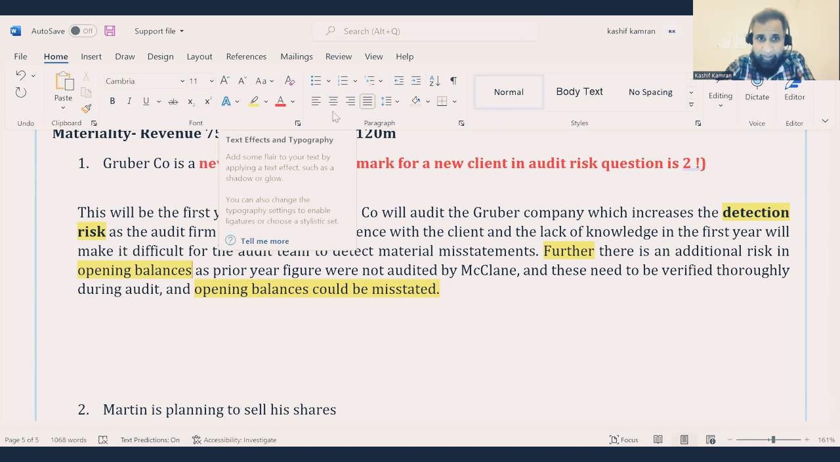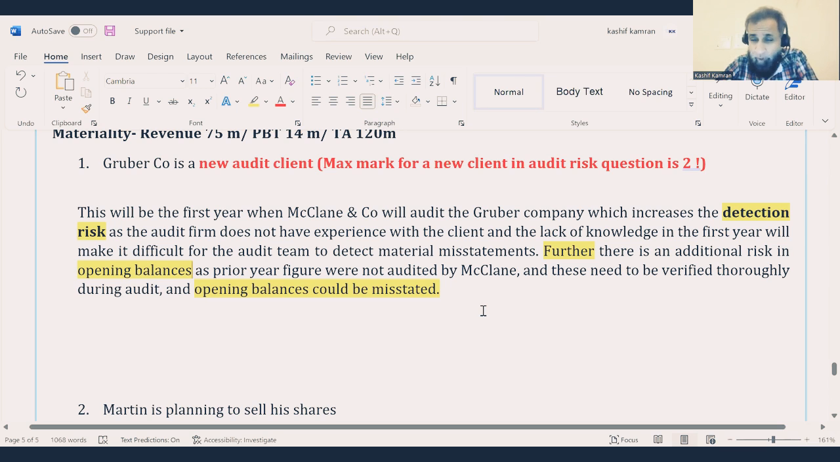I hope you're clear with that. So how many marks did we have? 24. Out of 24, how many have we gathered? 2. Grubber is a new audit client. Are you all clear with it? Should we move on to the next one?